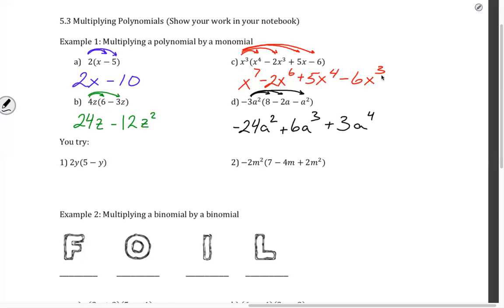So, Mark, one more time, -3a squared times 8 is -24a squared. Yeah, that makes sense. -3a squared times -2a, well, -3 times -2 is 6. A squared times a is a cubed. And here I have -3a squared times -a squared. That's going to be positive, because a negative times a negative is positive, 3a to the 4th. Why don't you guys try 1 and 2?